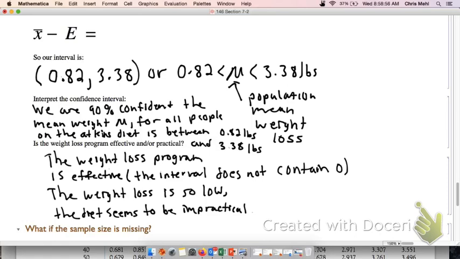So there you go. There's another example of number one, computing or finding a confidence interval, interpreting that confidence interval with a sentence or a statement, and using that confidence interval to make a qualitative assessment, which is, yes, the weight loss program is effective, right? The interval does not contain 0. There was an estimated positive weight loss. However, over 12 months, with the weight loss being so low, the diet seems to be impractical.